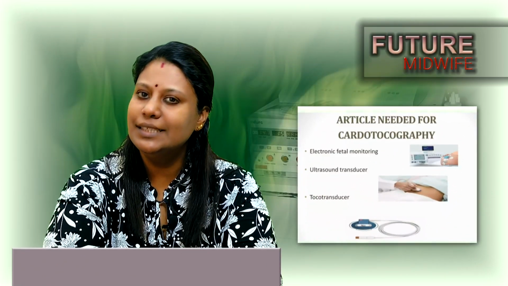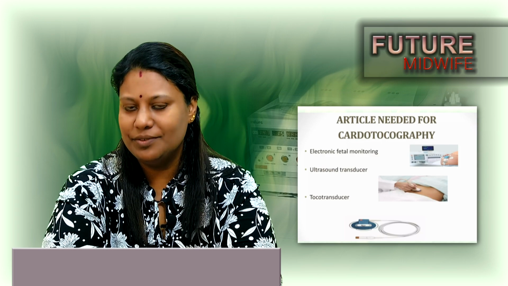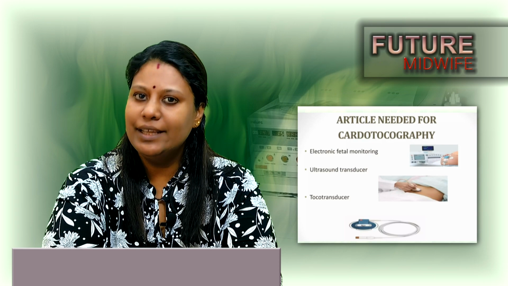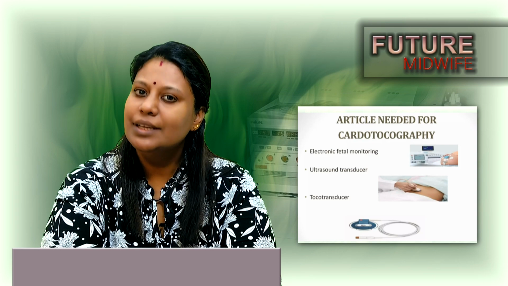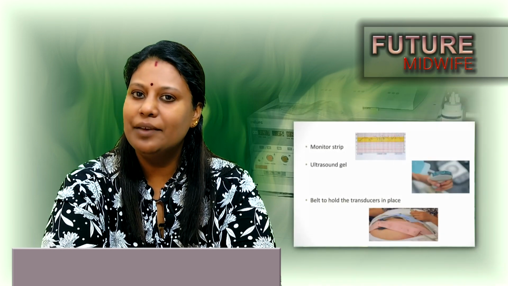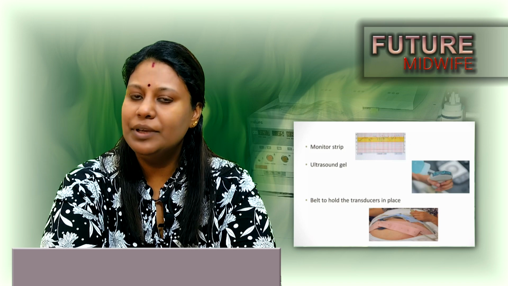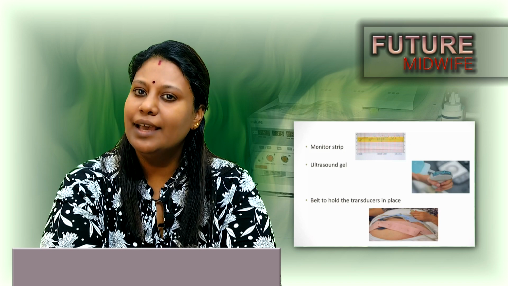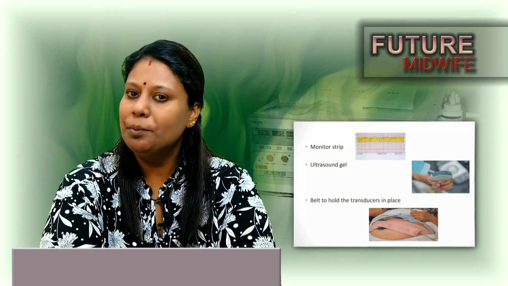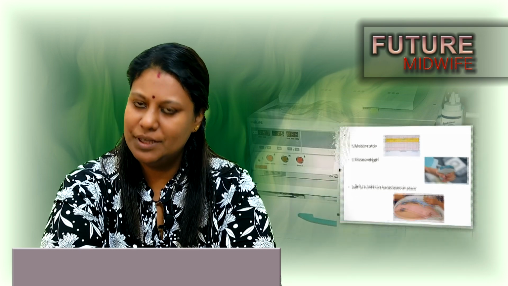Here we discuss the articles needed for CTG. First of all, we need a cardiotocograph. Second, we need an ultrasound transducer. Third will be a toco transducer. Next we have ultrasound gel, then graphical paper for monitoring, and lastly we need a belt in order to tie the transducer over the abdomen.